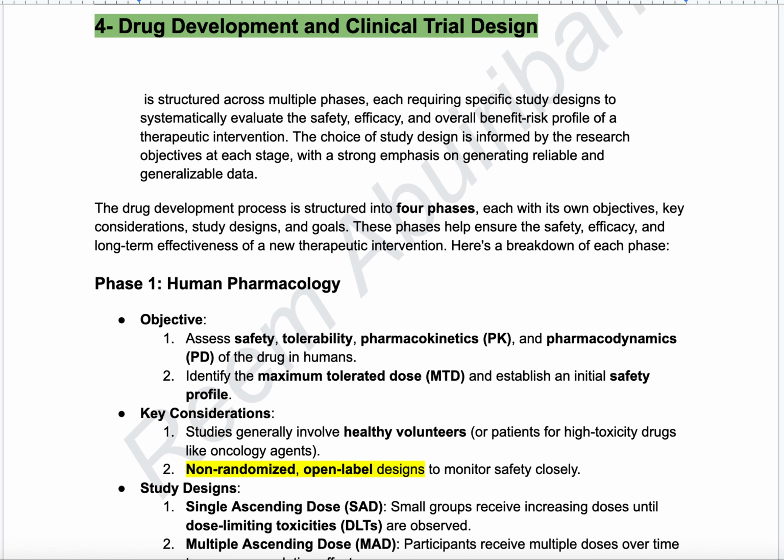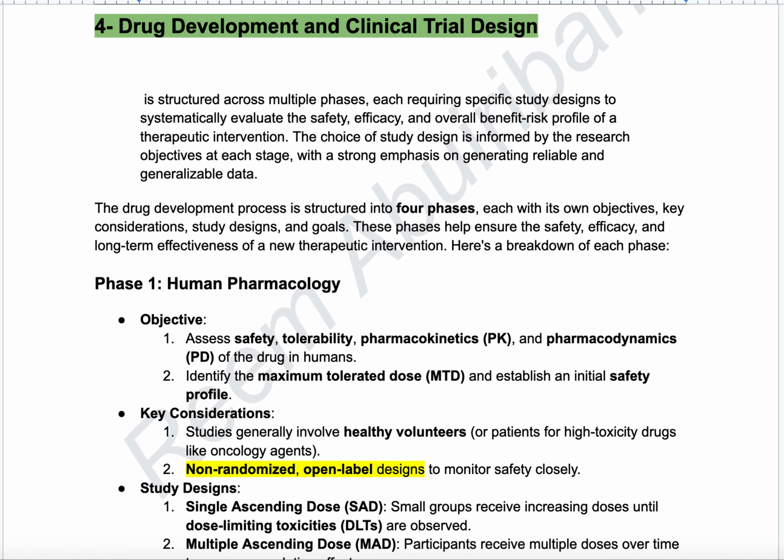Of the drug development and the clinical trial design. This is the fourth part of lecture one, which is drug development and the clinical trial design. We will discuss the phases of drug development and the clinical design.